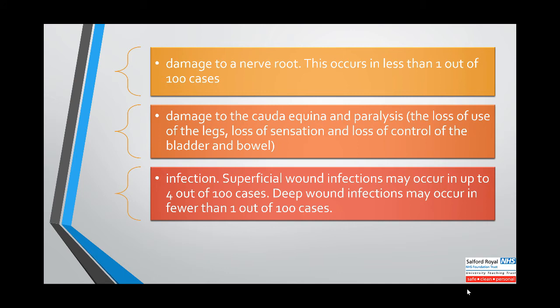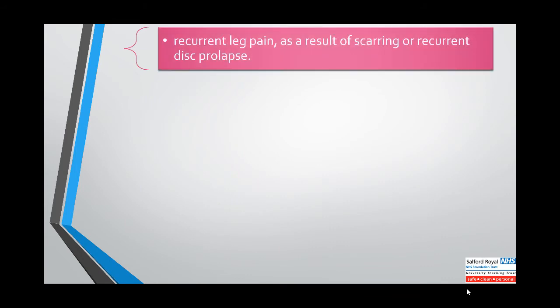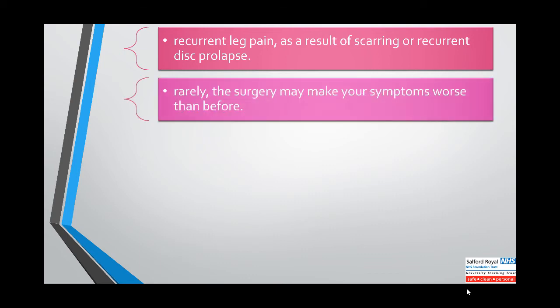Infection. Superficial wound infections may occur in up to 4 cases out of 100. Deep wound infections may occur in fewer than 1 out of 100. Recurrent leg pain as a result of scarring or recurrent disc prolapse. Rarely, the surgery may make your symptoms worse than before.